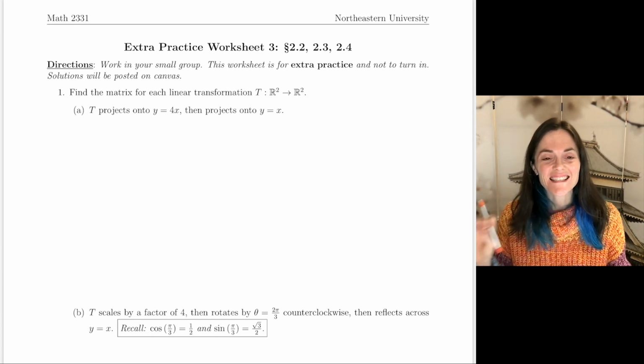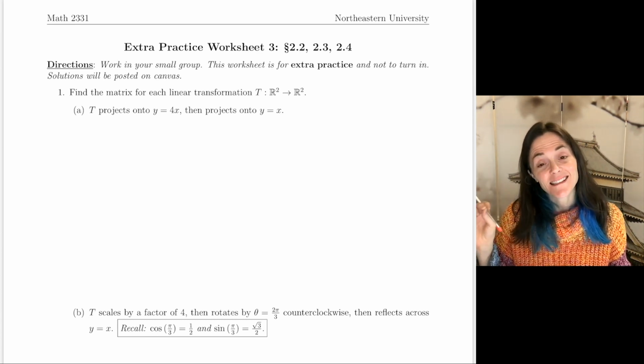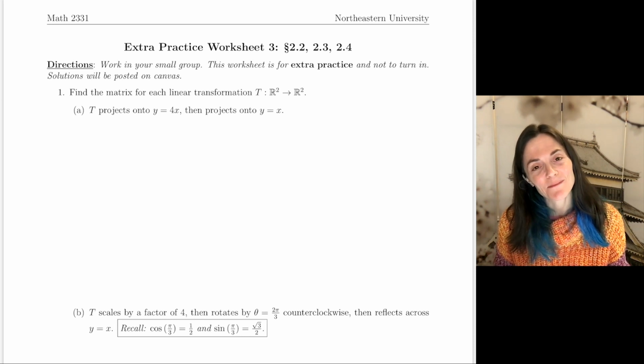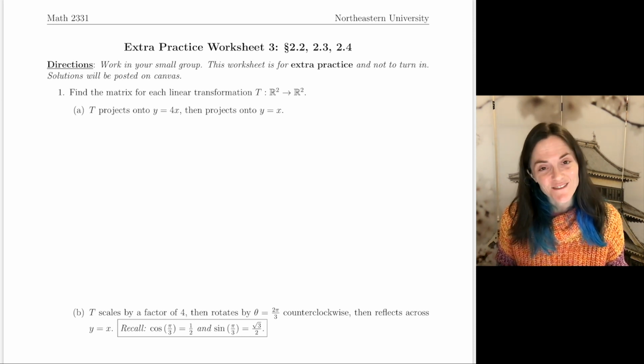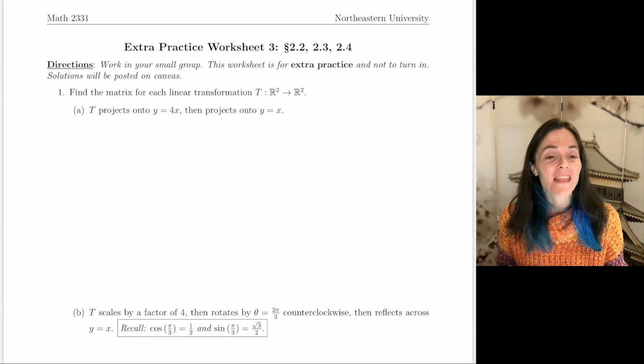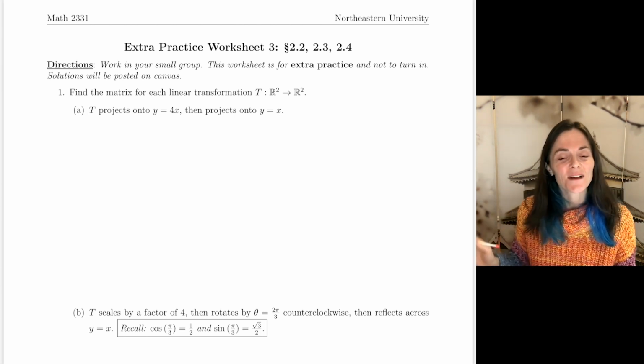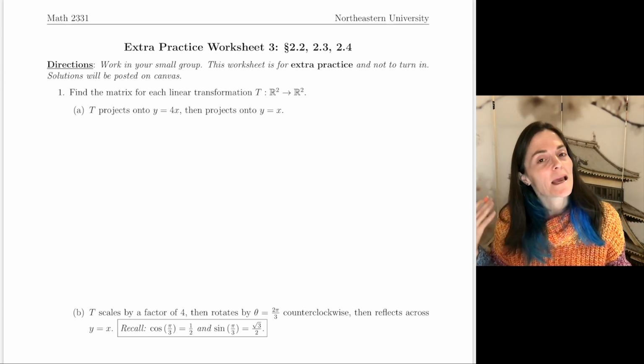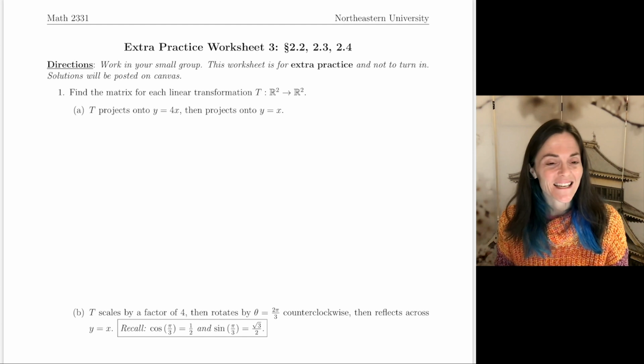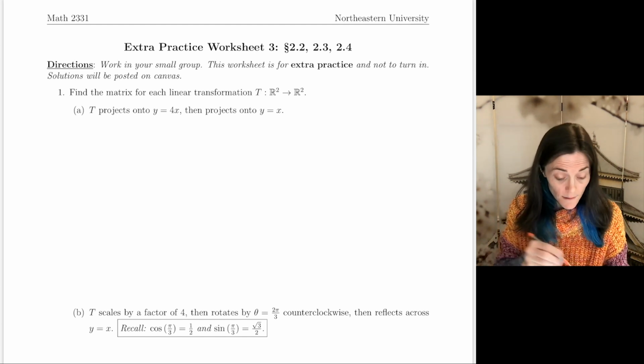Hello, this is extra practice sections 2.2, 2.3, and 2.4 for Math 2331 Linear Algebra. The first question, we want to find the matrix for each linear transformation from R2 to R2. Both of them involve geometry and both of them involve composition. So let's get started with 1a.